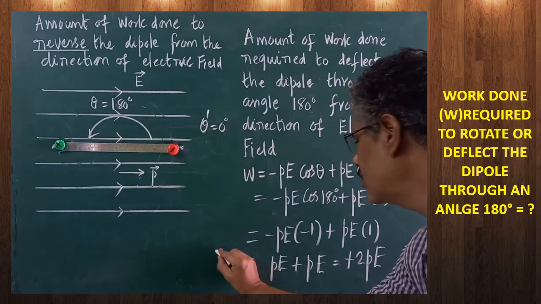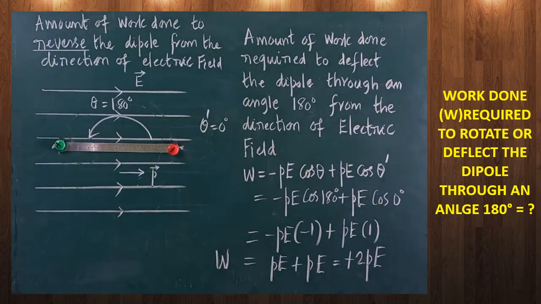So this much amount of work must be done to reverse the dipole from the direction of the electric field. Or we can say in another form also, the amount of work done required to deflect the dipole through an angle of 180 degree from the direction of electric field is also how much? 2PE. Are you clear?